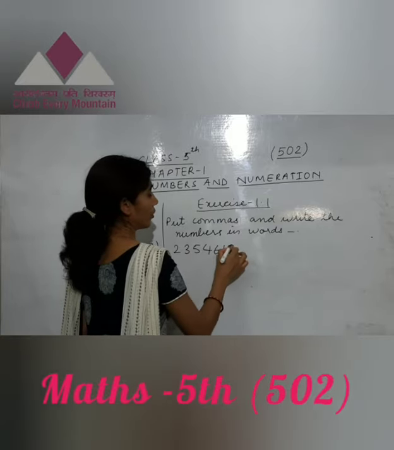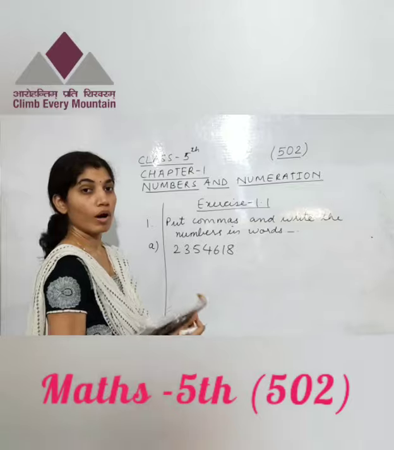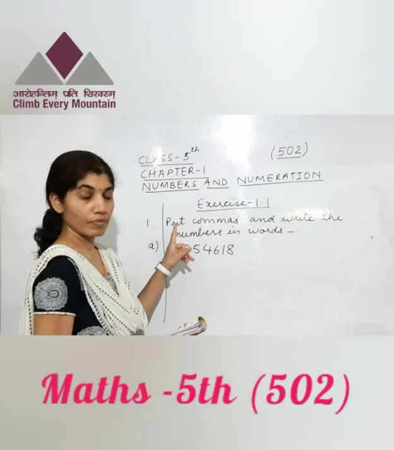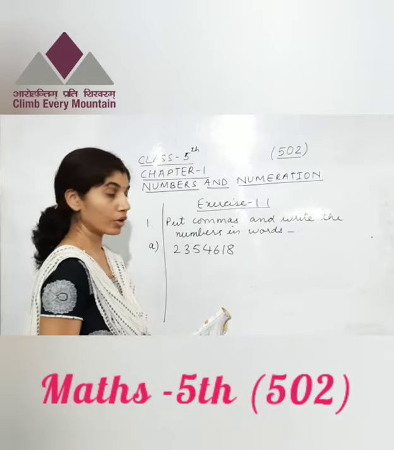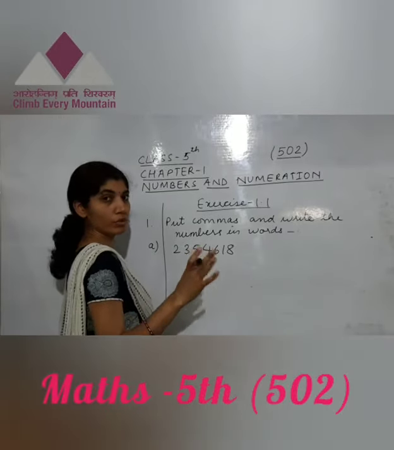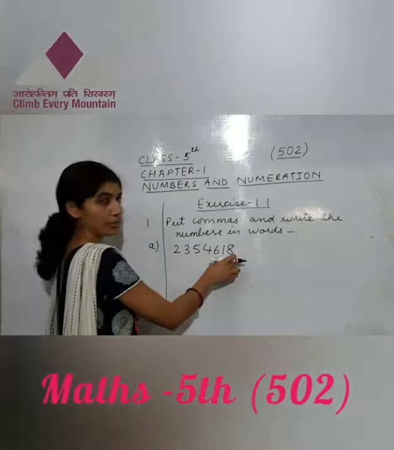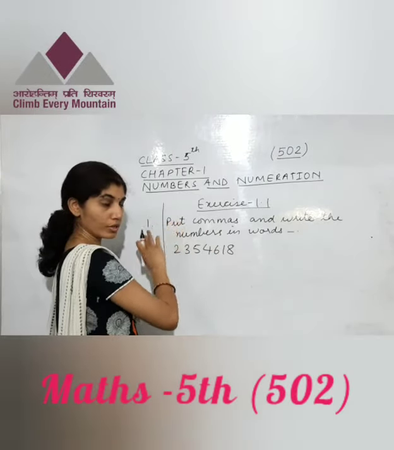This is not the correct way of reading. Okay? Now how to read it? By putting commas. We will first separate the periods and then we will write the number name. Okay? We know now, we don't need to see the chart.